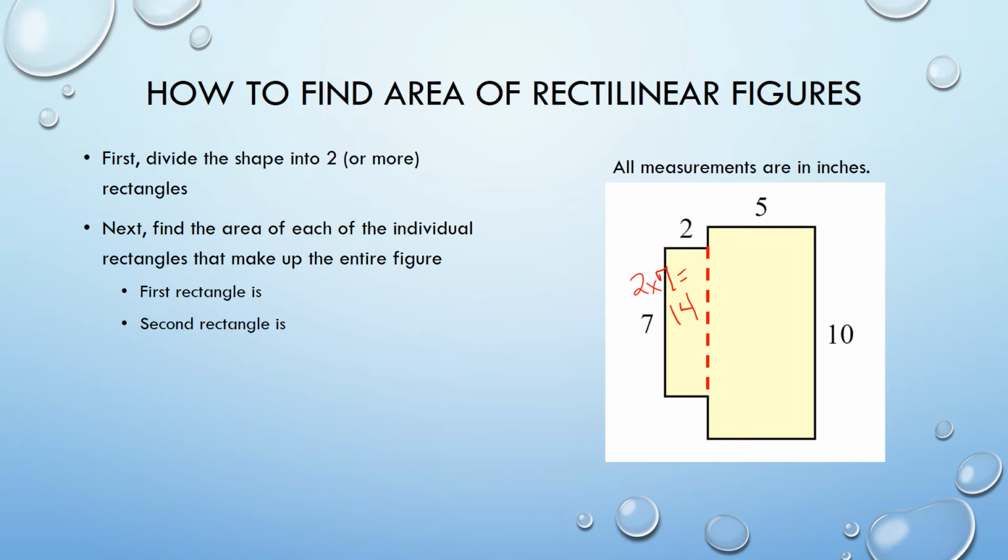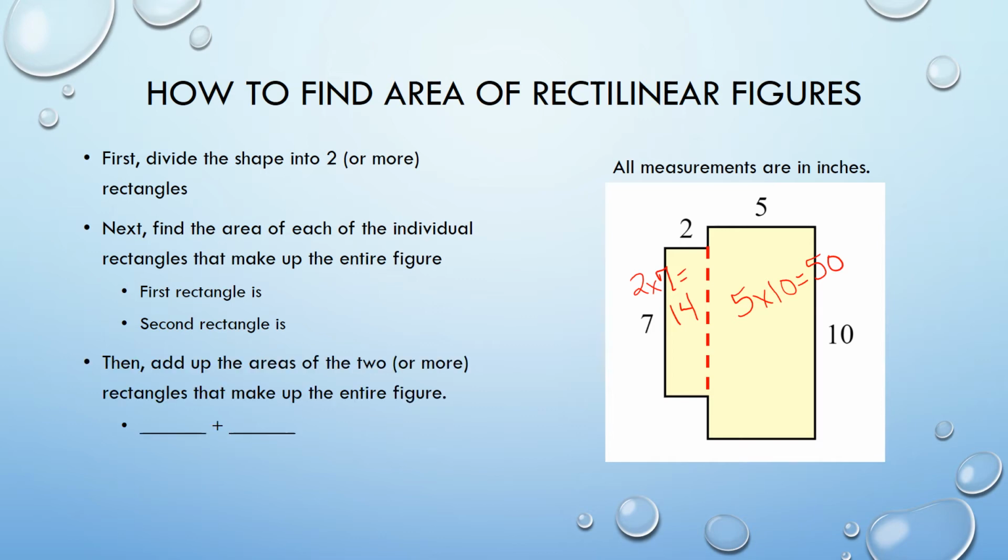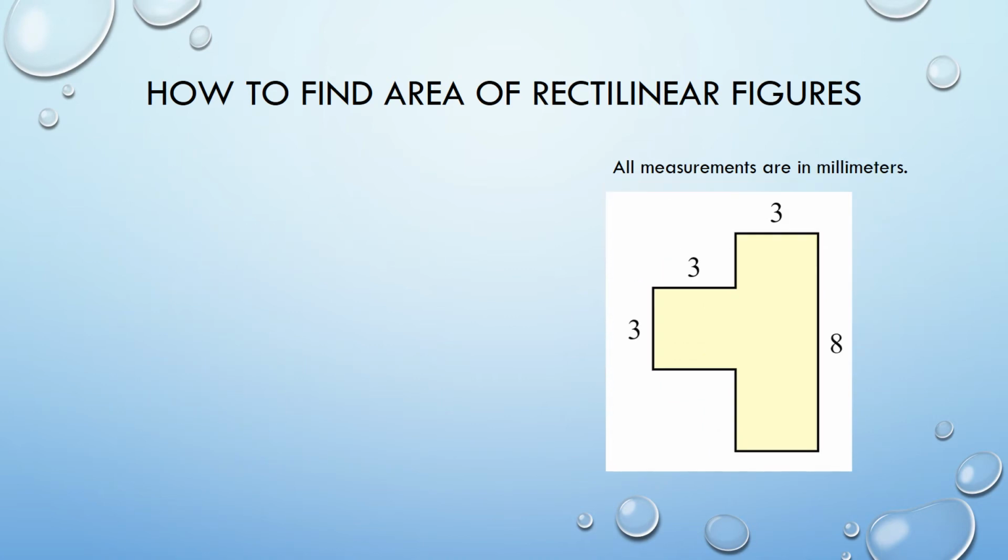And our second rectangle is 5 by 10, which equals 50. So the first rectangle is 14, the second rectangle is 50, and then we have to add those together. So we have 14 plus 50, and then when we add those together we get 64. In this case it says all measurements are in inches above our picture, so we know that it's going to be inches squared.